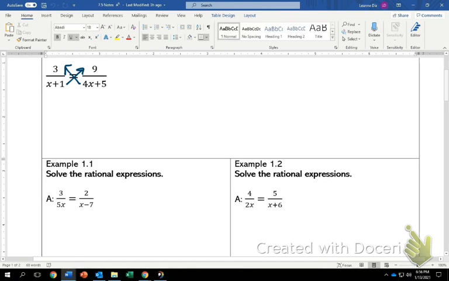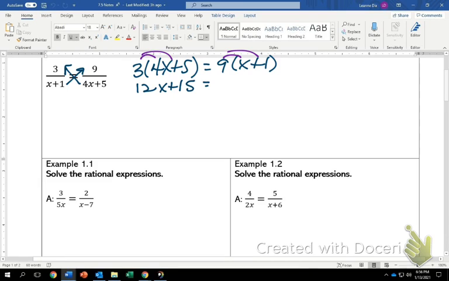So I'm going to cross multiply here, and I'll get 3 times (4x plus 5) is equal to 9 times (x plus 1). I have the distributive property on the left and on the right. So that'll give me 12x plus 15 is equal to 9x plus 9.